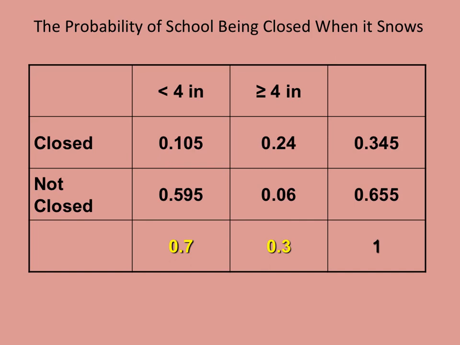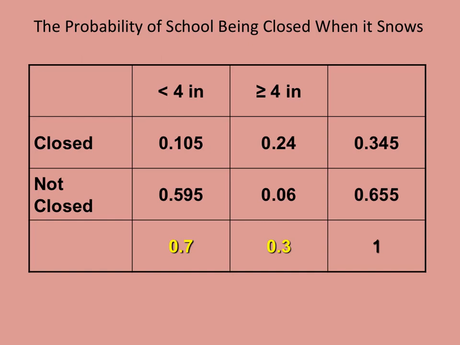One other thing I wanted to point out is that your options over here have to add up to 1 or 100%. School is either closed or it's not. And it either snowed less than 4 inches or it didn't. So all of these have to add up to 1 or 100% as well.